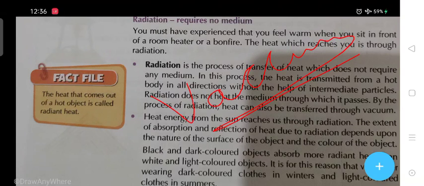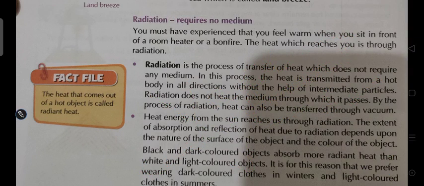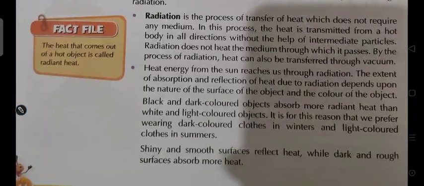And between the earth and the sun, there is what? There is vacuum. The heat energy from the sun reaches us through radiation.